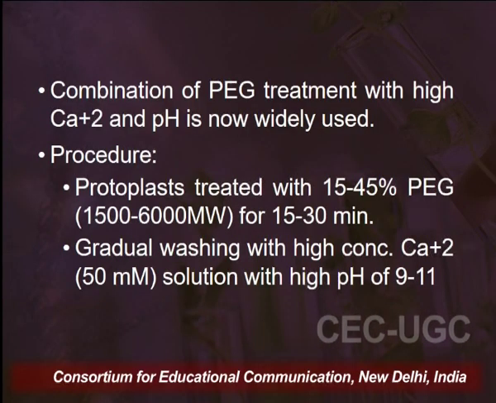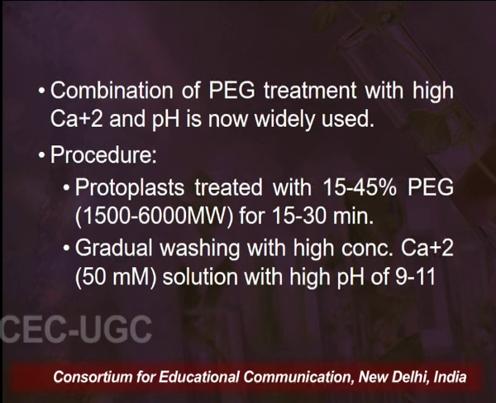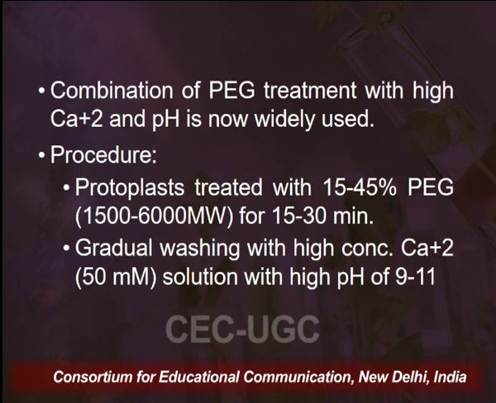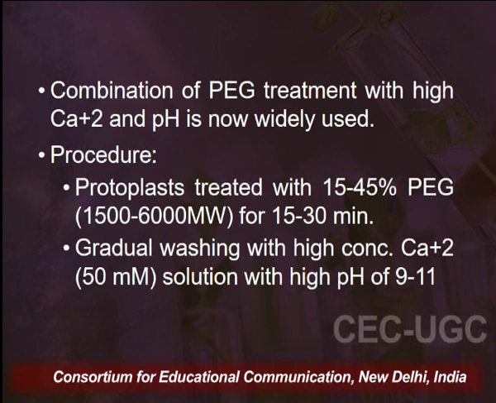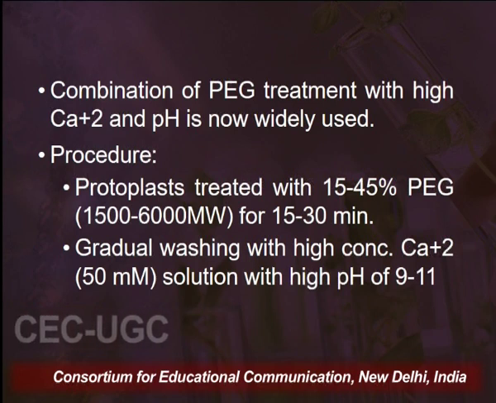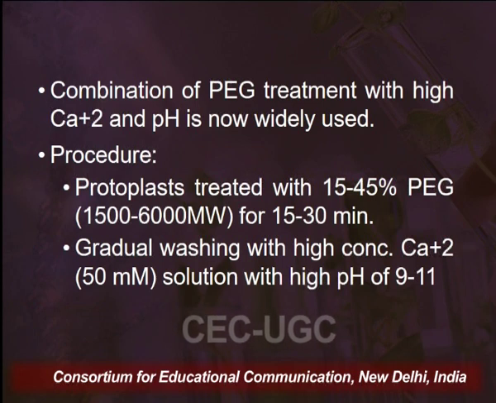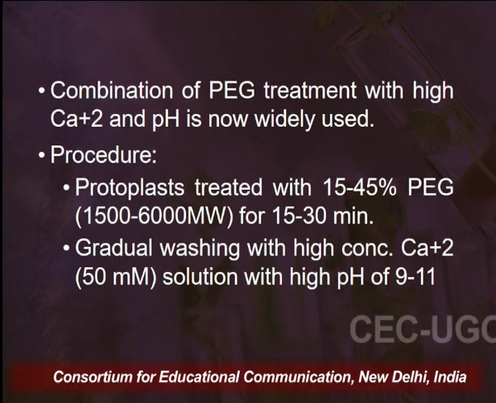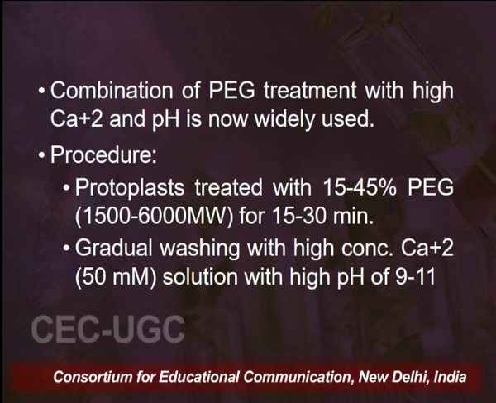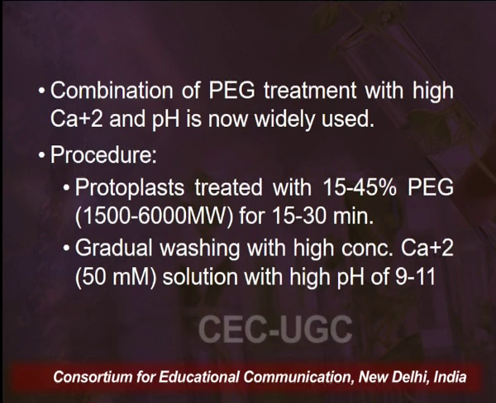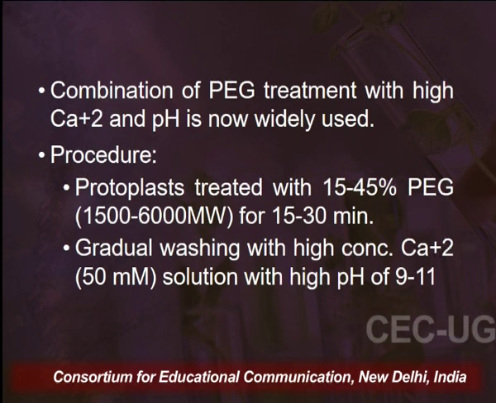It was also found that combining polyethylene glycol treatment along with high calcium ion concentration and alkaline pH improves the efficacy of the method manyfold. There was a significant increase in the overall yield of the hybrids that were obtained after fusing the two protoplasts, and moreover the viability of those hybrids was quite high when the protoplasts were fused using PEG along with high calcium and alkaline pH.